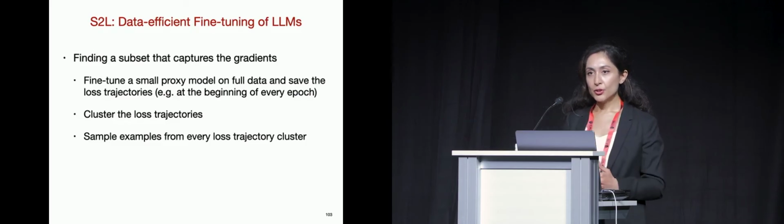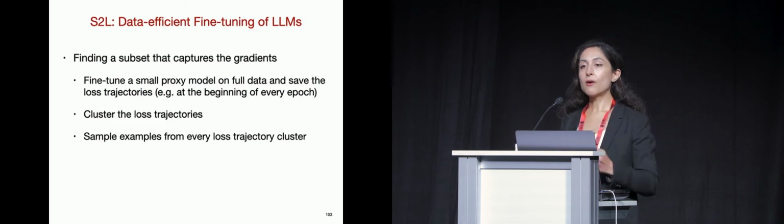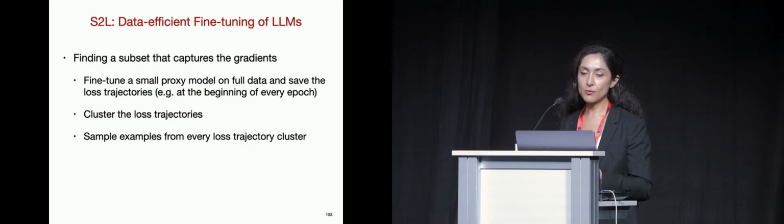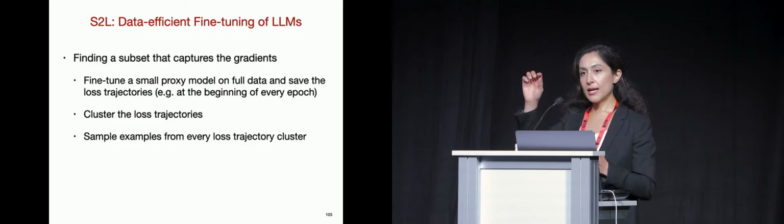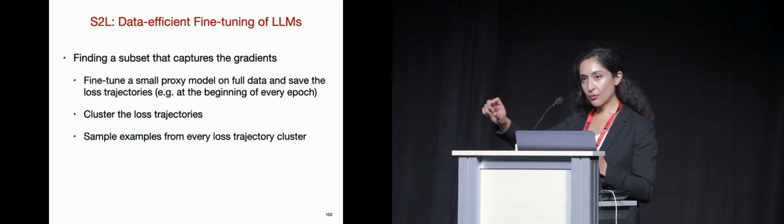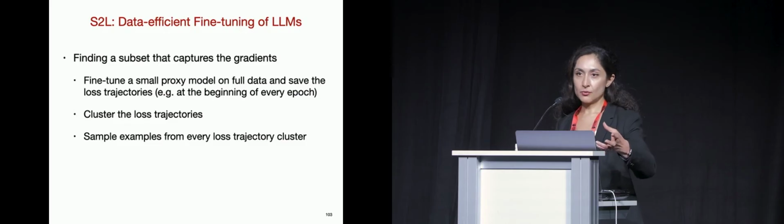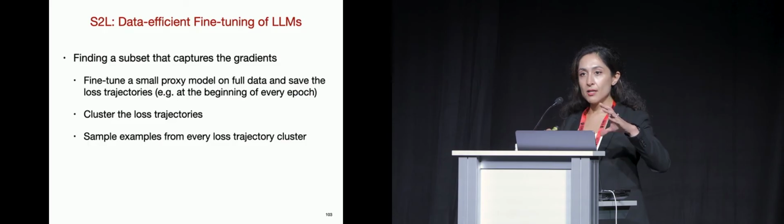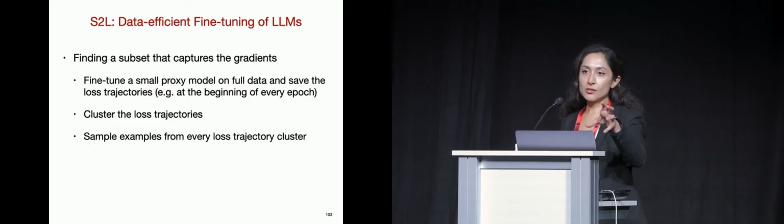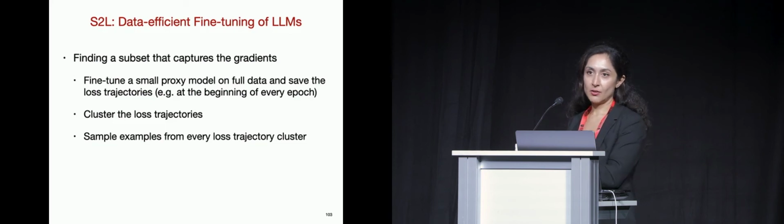And with this intuition, we can do the following. We can fine-tune a much smaller proxy model, and we can capture or save the loss trajectories for all the examples using this much smaller proxy model that is fast to train. Now, we can cluster these loss trajectories, and based on the results that I showed in the previous slide, we know that all the examples in a loss trajectory cluster have very similar gradients during the training, right?